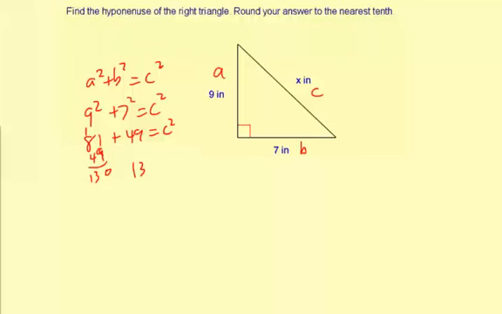Okay, so 130 equals C squared. And now we need to take the square root of both sides to find what C is, because some number times itself makes 130. So square root of 130 equals C. Again, square root of 130 times square root of 130 makes 130. Now we just need to figure out what the square root of 130 equals. Use a calculator for that part.